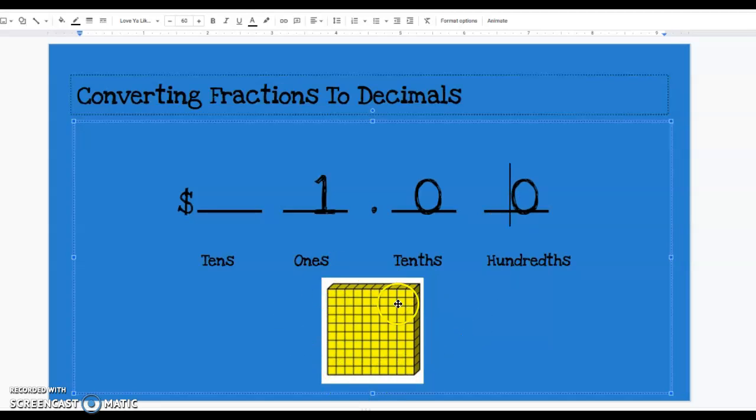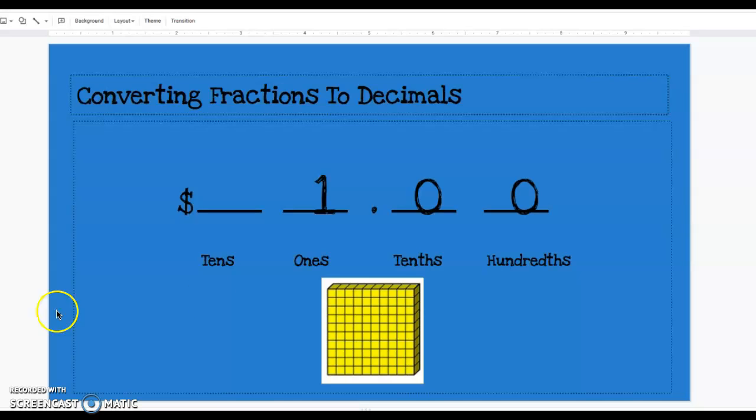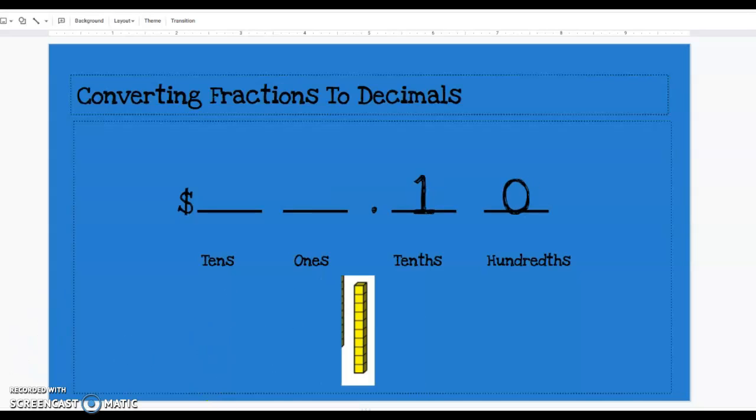This represents one whole. I also, though, with base 10 blocks, have rods. Rods are smaller than one whole. Each rod is made up of 10 little cubes. I need 10 rods in order to make one whole. So, this is representing my tenths. I would represent one rod as 1/10. I need 10 of them to make a whole.